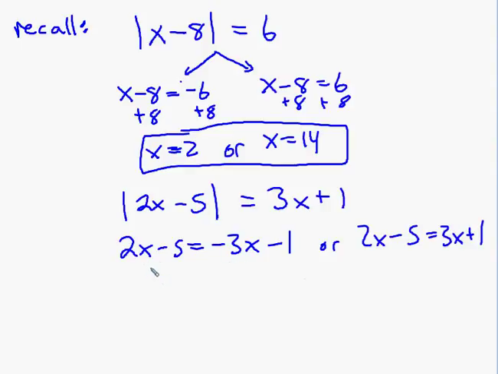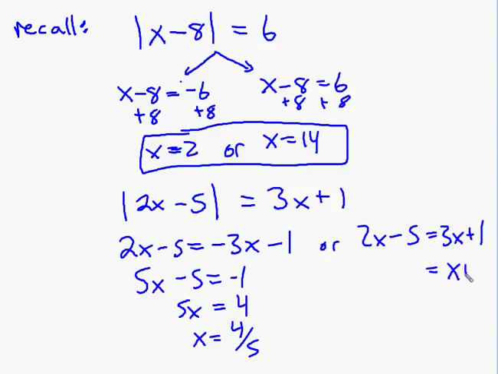So I'd add my 3x. I'd add my 5. And I'd divide by 5. Do the same thing here, except I'll subtract the 2x first, so I get x. I'll subtract the 1.